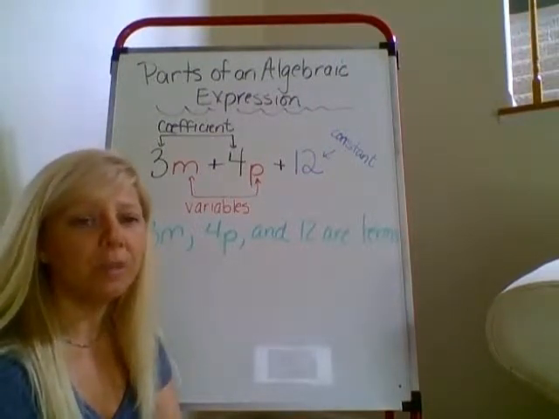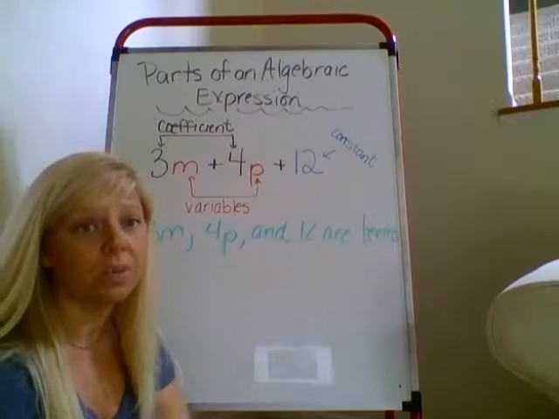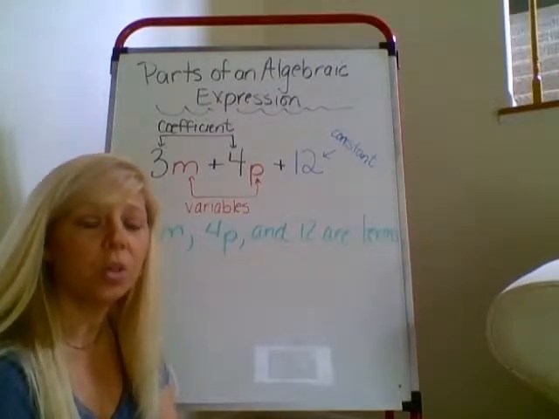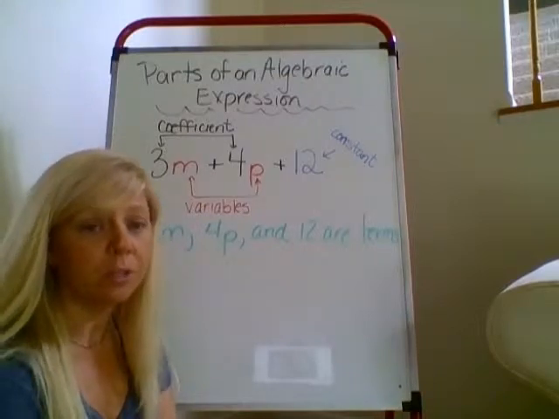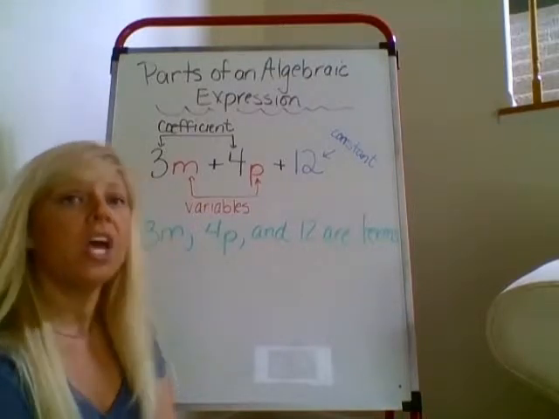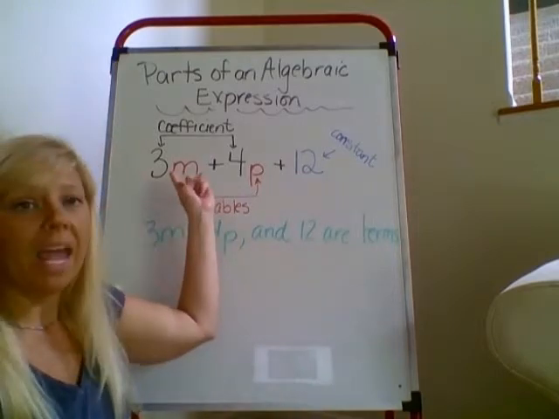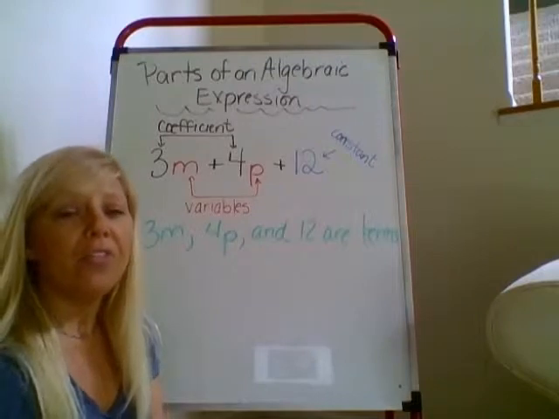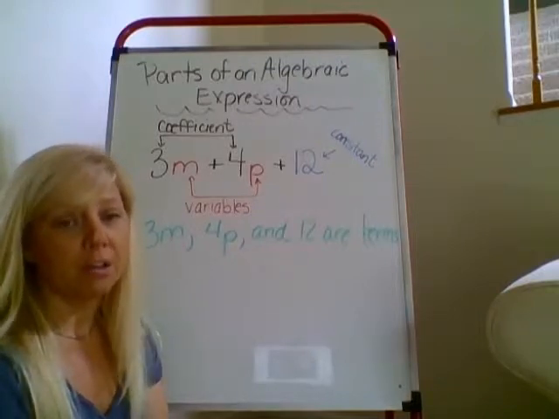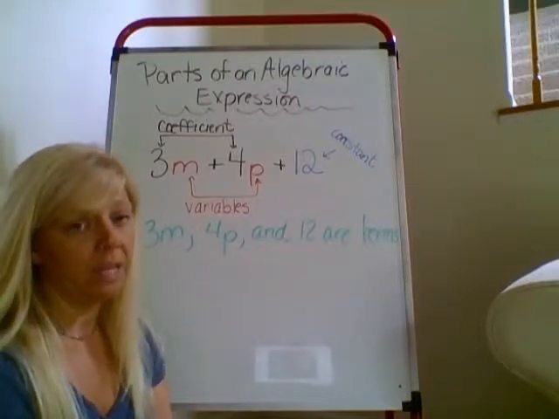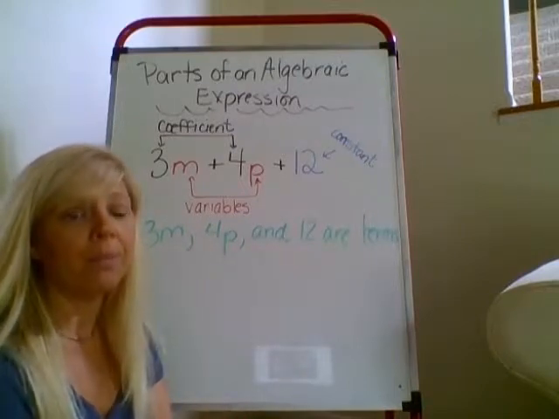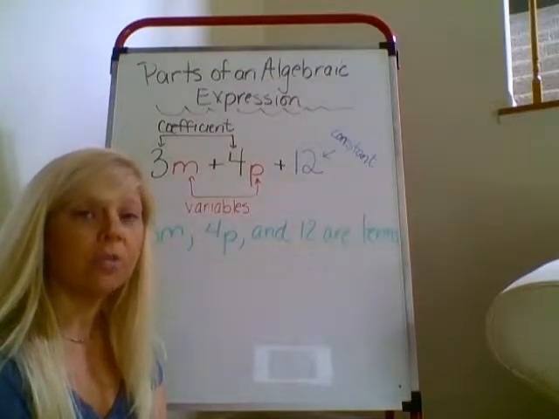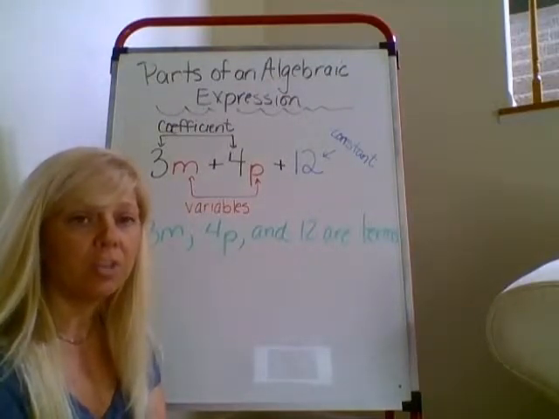Okay, in parts of an algebraic expression, there actually are words that we use to describe each part of our expressions. So let's go over some of the vocabulary words first before we start identifying the parts. In this example, I have 3m plus 4p plus 12. This is an algebraic expression, and remember it's an algebraic expression because we have variables in this expression that we have written above. So each part actually has a word, a definition that goes with each part of our expression.